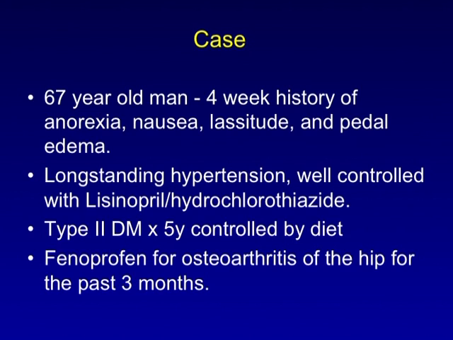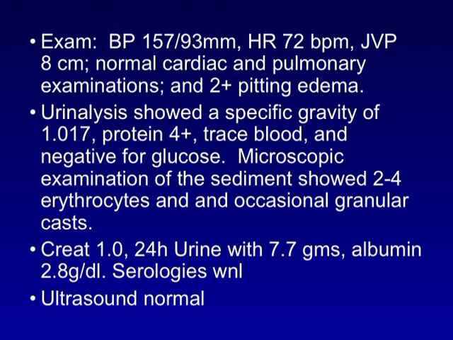A 67-year-old gentleman with a 4-week history of anorexia, nausea, lassitude, and pedal edema, long-standing hypertension, well-controlled with lisinopril and hydrochlorothiazide, type 2 diabetes for 5 years, controlled with diet, and recently, over the past few months, been treated with fenoprofen, a non-steroidal anti-inflammatory drug for osteoarthritis of the hip. His exam is notable for some hypertension and the edema. His urinalysis is notable for 4+ protein, trace blood, a few red cells, and occasional granular casts.